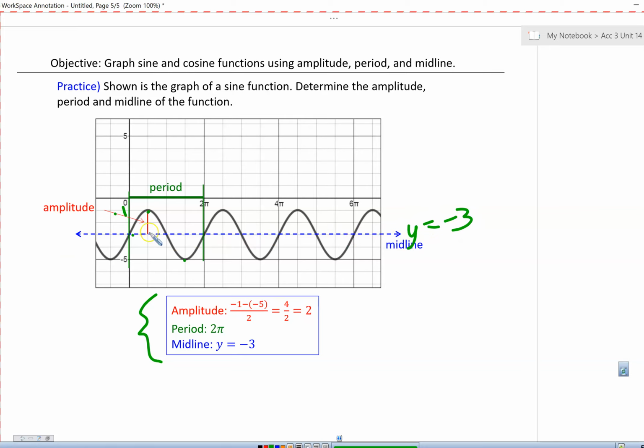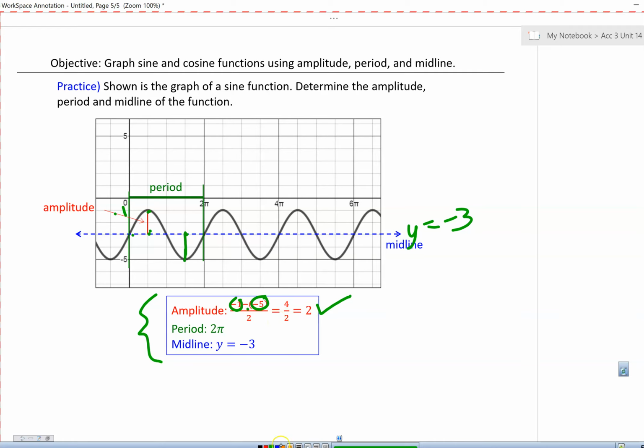So then the distance in units from that midline to a maximum, or from that midline to a minimum, would be your amplitude, and that's 2 units. So that's what we see here. Also with the math, you can take your maximum value minus your minimum value and divide that by 2, and that also gives you 2 units for an amplitude.